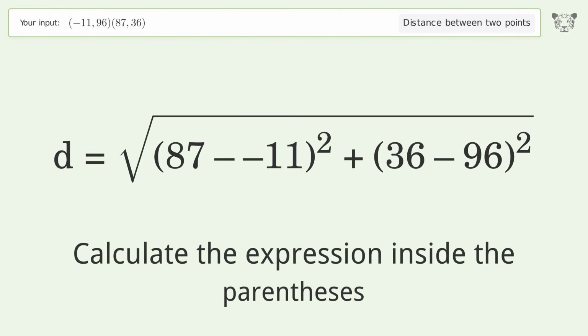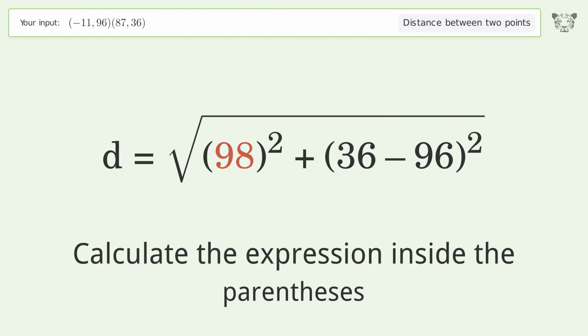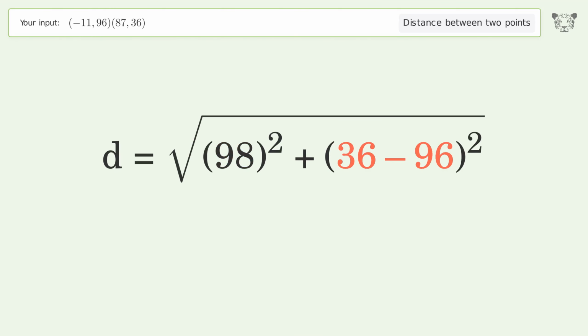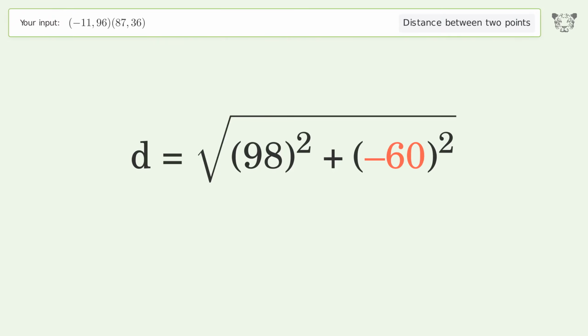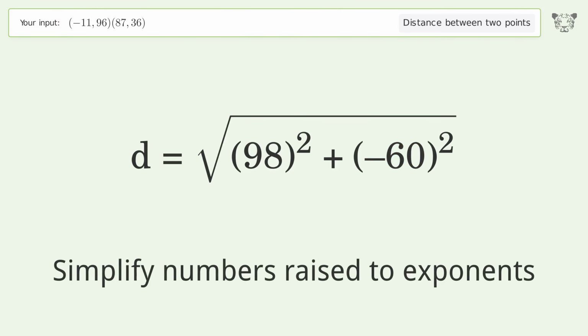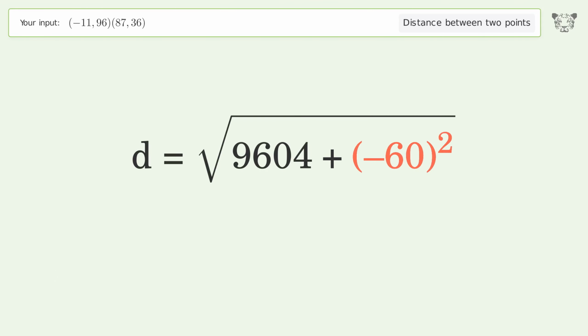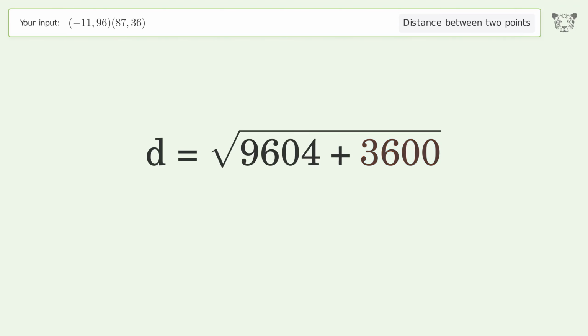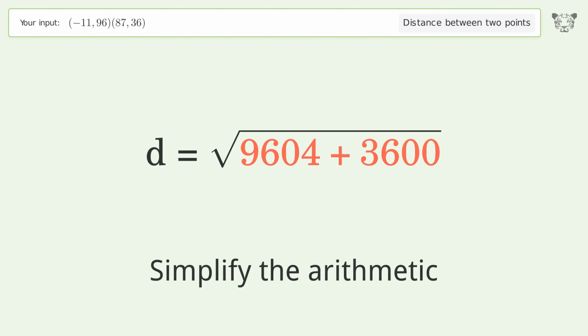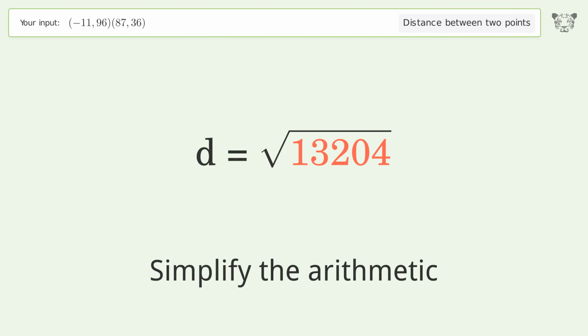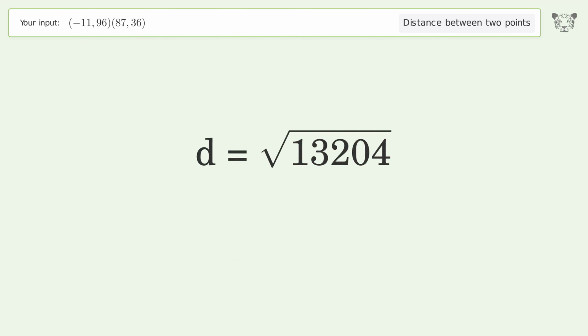Calculate the expression inside the parentheses. Simplify numbers raised to exponents. Simplify the arithmetic. And so the distance between the 2 points is the square root of 13,204 or 114.909.